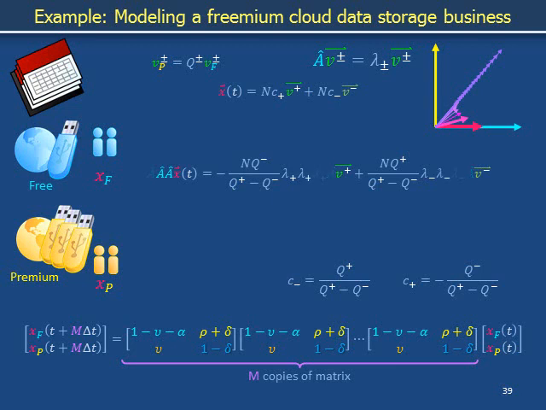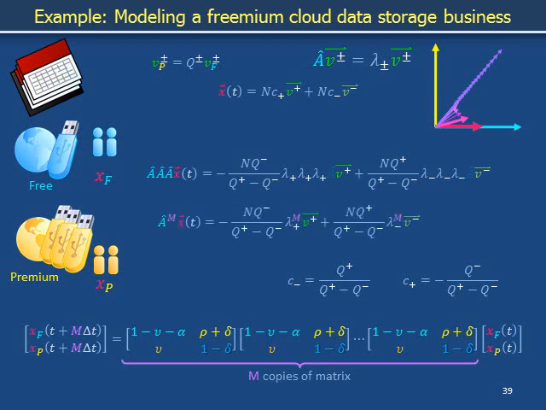Again, this spits out a lambda plus in front of the lime vector and spits out a lambda minus in front of the olive vector. And the state of the subscriber base after yet another month can be calculated by hitting both sides of the equation with another a hat in the same way, which spits out another pair of lambdas.